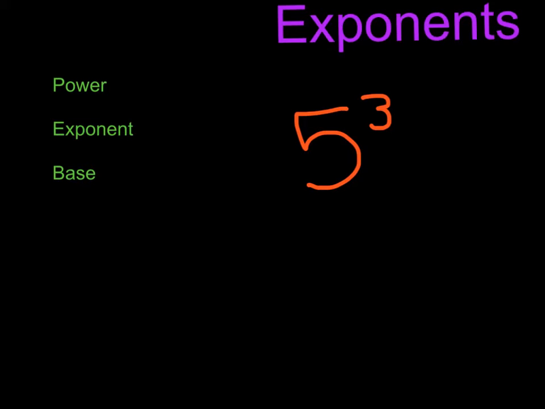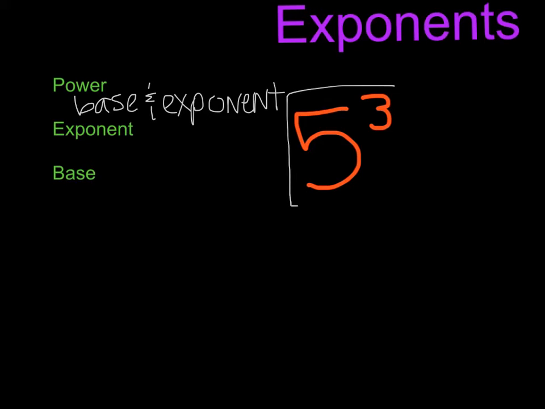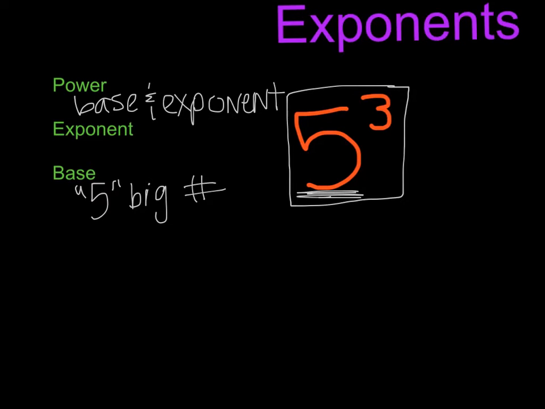fine. A power is the base and the exponent combined. So in this example, it would be this whole thing here, the 5 and the 3. I'm going to skip exponent for just a second and talk about base. The base is the big number here, the 5. Okay, so it's the big number that is involved there.